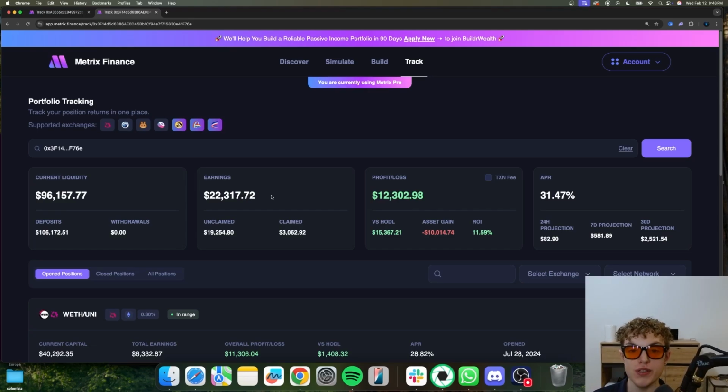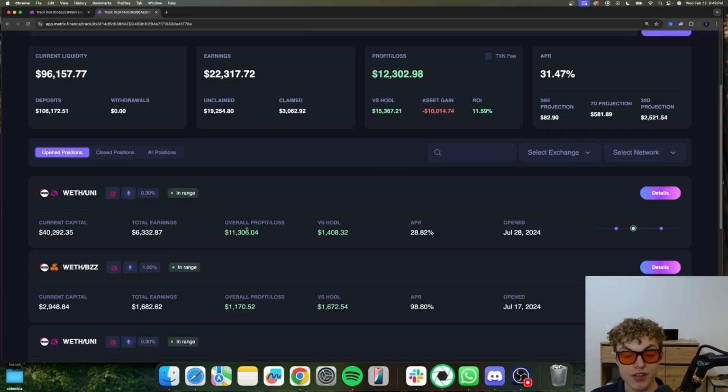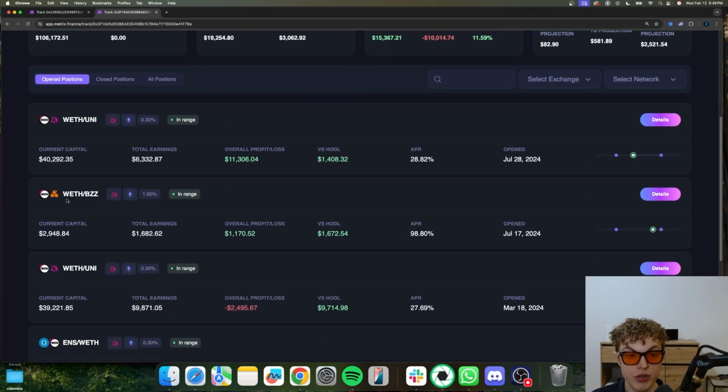Uniswap liquidity pools can be a very powerful way to make income on your cryptocurrency. Just take a look at this wallet. With about $96,000 in liquidity, they're up $12,000. But look, if they were just holding onto their assets in the crypto market and were not deployed into these liquidity pools, they would be at a loss because their assets depreciated. But since they're in these liquidity pools, they are profitable and they're up $12,000 and they've made $22,000 in fees. This wallet is in pools like Wrapped ETH to Uni, etc.